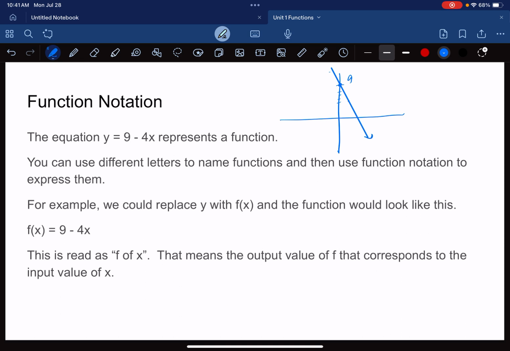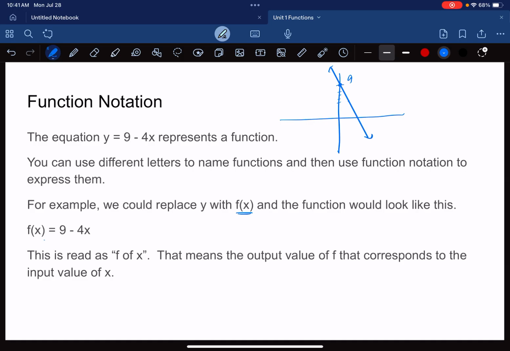Okay? And so clearly that's a function. It's going to pass the vertical line test. But what if I wanted to talk about more than one line, and I didn't want to call them all y? Well, I'm going to give them a name. Like we could say y is going to be replaced with f of x. And now this function is called f.